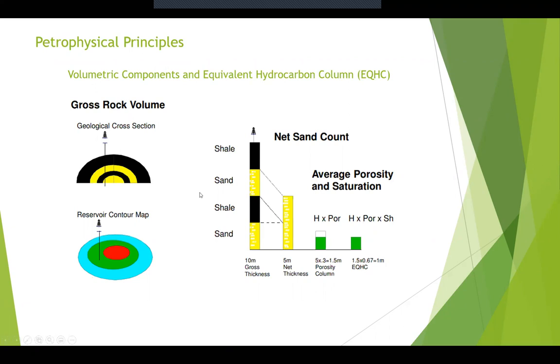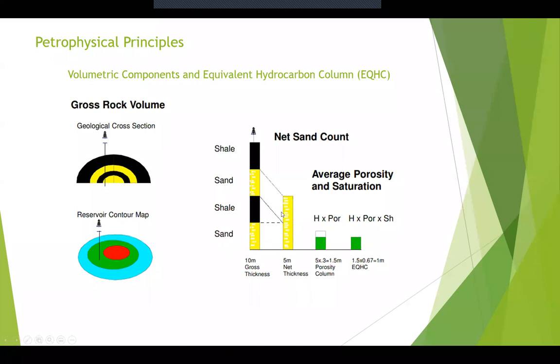For example, if we have the field, this is the reservoir contour map, and we have the well drilled here, and this is the cross section of the well, just penetrating shale and sand. If we put it in this diagram, we can see the well with shale and sand, and then we need to calculate how much net sand we have, because this is the producing hydrocarbon. So we need to calculate how much net reservoir we have.